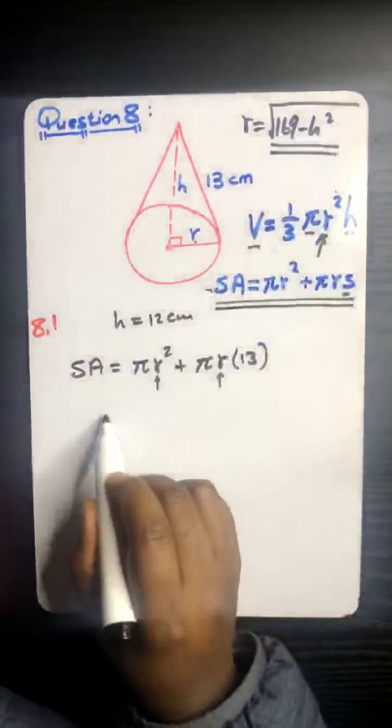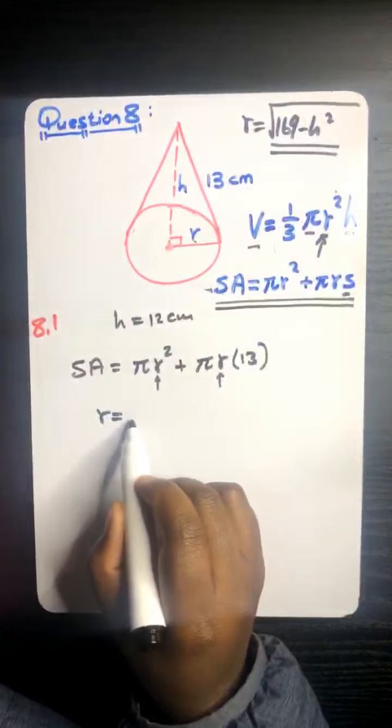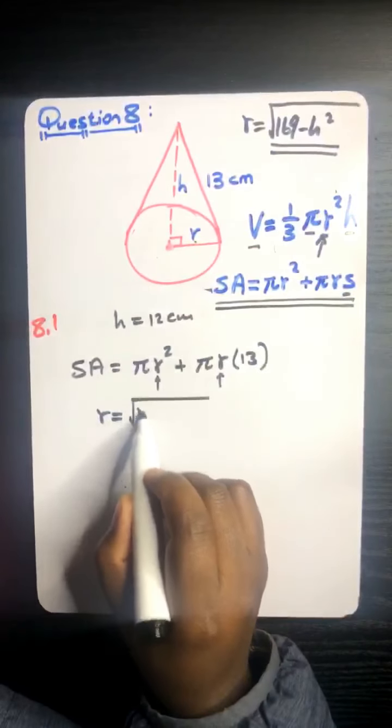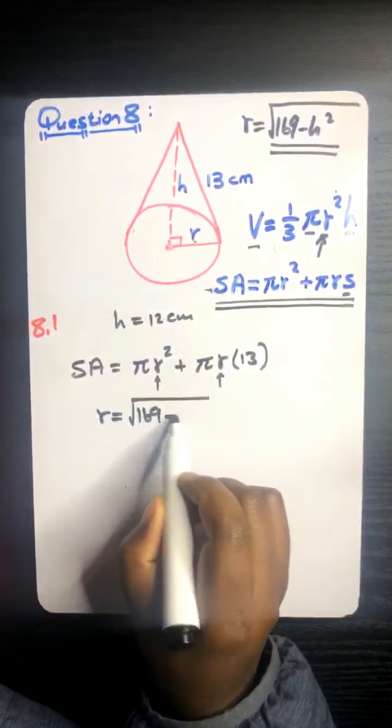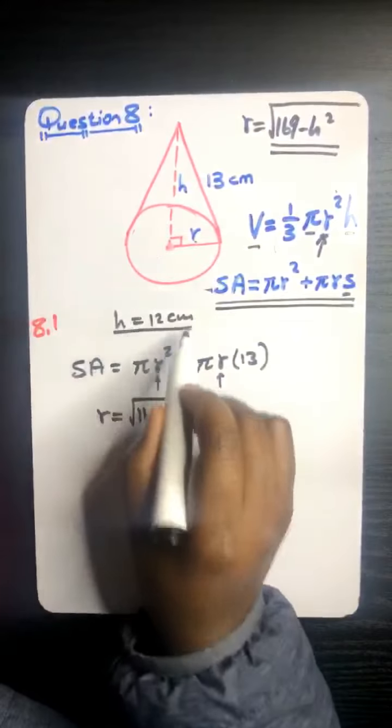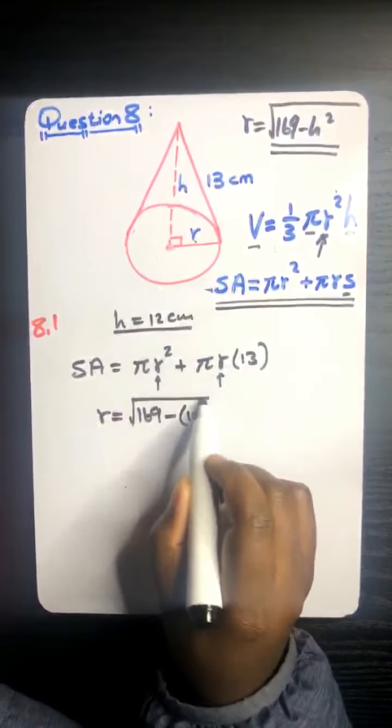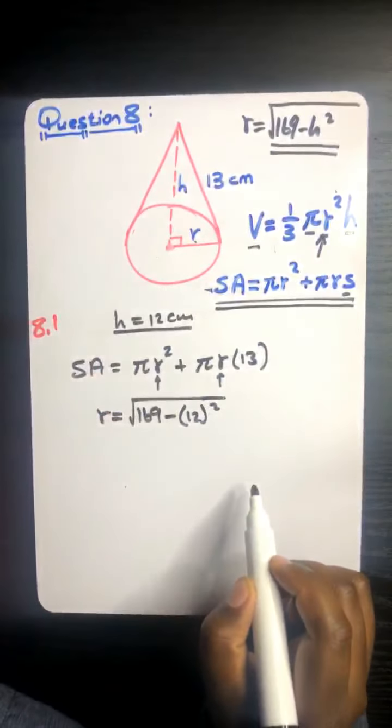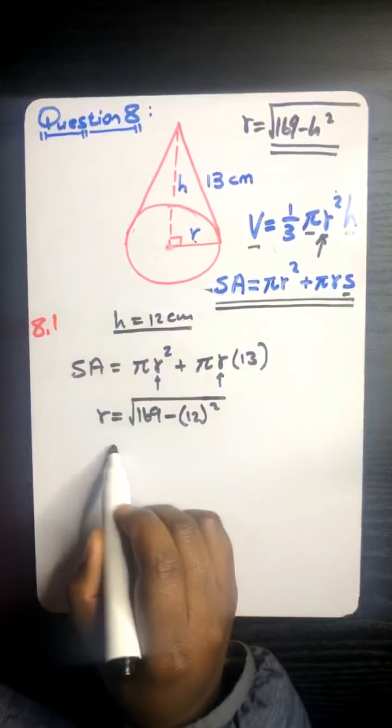So let's see. R is going to be the square root of 169 minus, they said h is 12, so we have 12 there, squared. So now, what will R be?